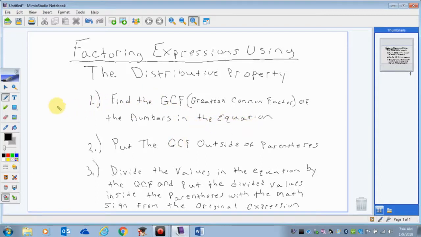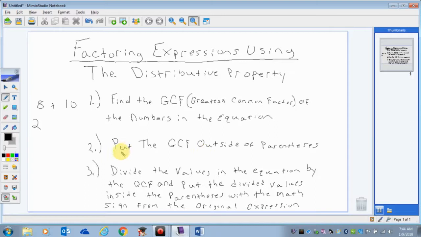So the equation we're going to start with is, we'll go with something simple. We'll go 8 plus 10. Alright, so the greatest common factor of 8 and 10, just looking at it, 2 will go into both, and that's the only number that will go into both of them. So 2 is going to be my greatest common factor, so I'm just going to put it down here.